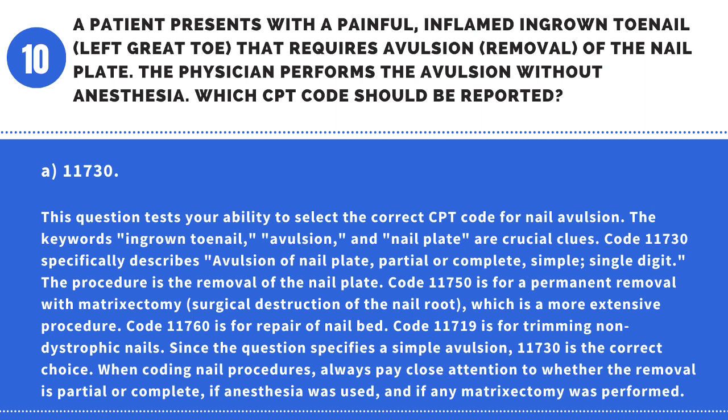Code 11750 is for a permanent removal with matrixectomy, surgical destruction of the nail root, which is a more extensive procedure. Code 11760 is for repair of nail bed. Code 11719 is for trimming nondystrophic nails. Since the question specifies a simple avulsion, 11730 is the correct choice. When coding nail procedures, always pay close attention to whether the removal is partial or complete, if anesthesia was used, and if any matrixectomy was performed.